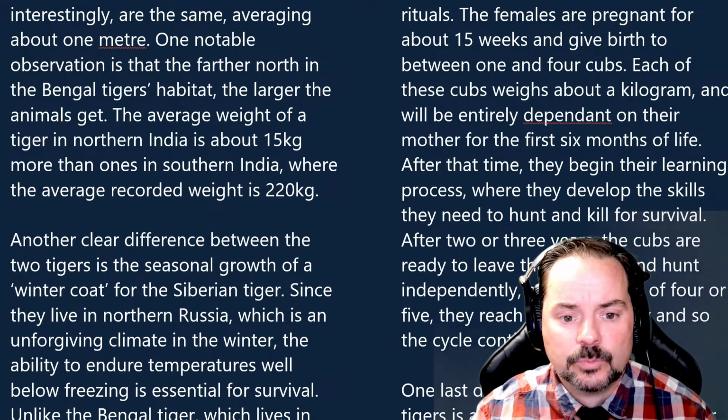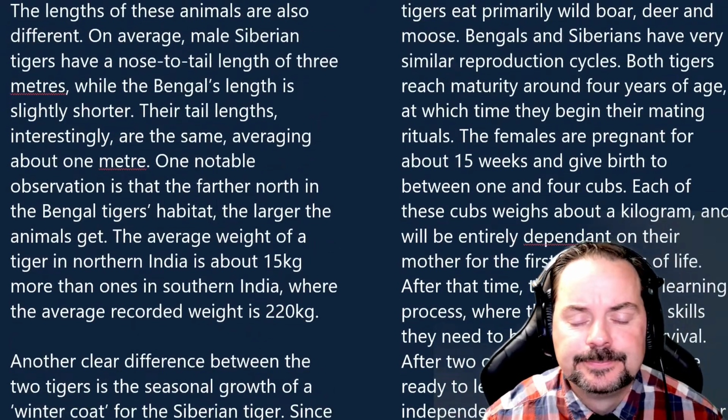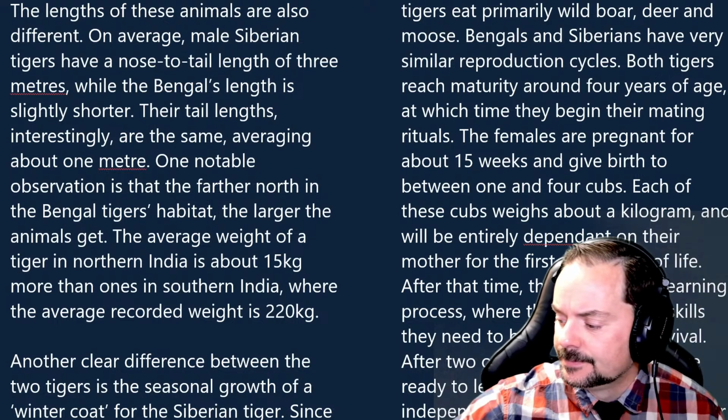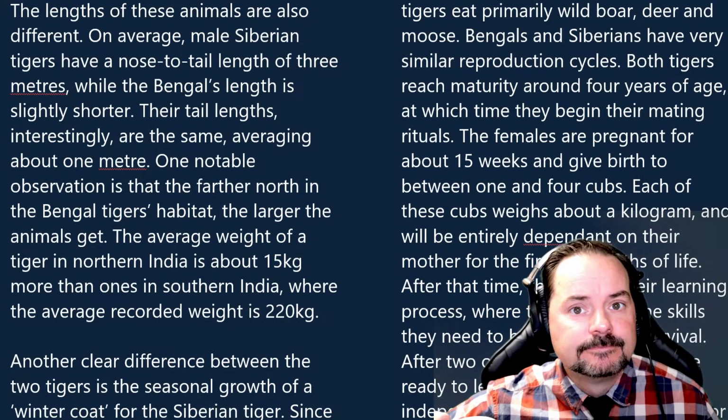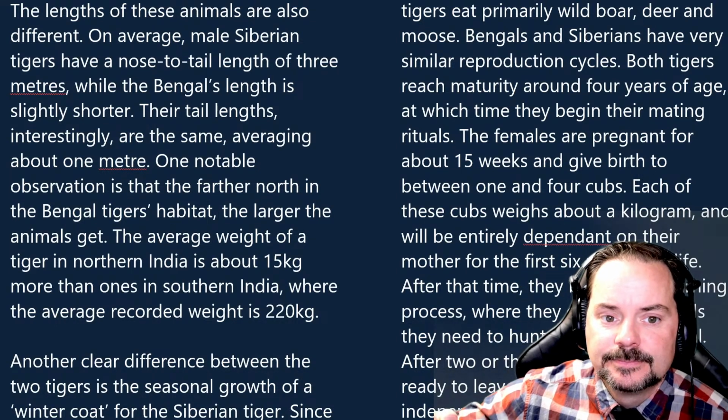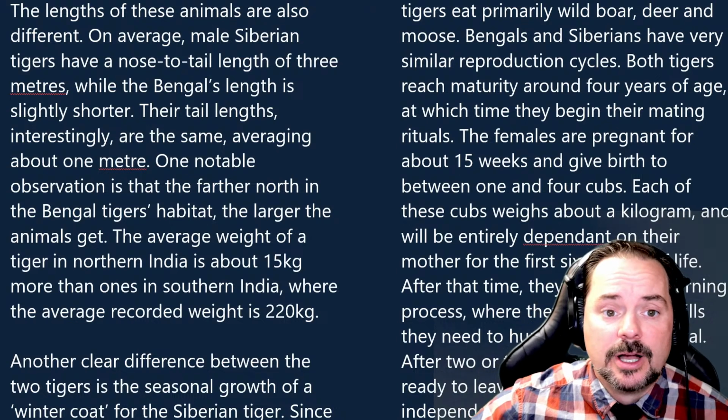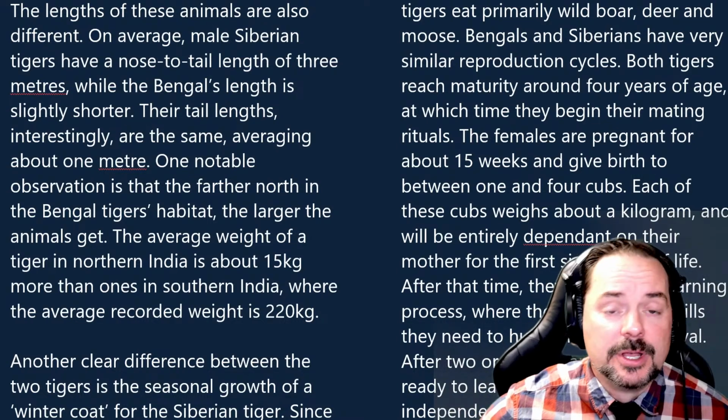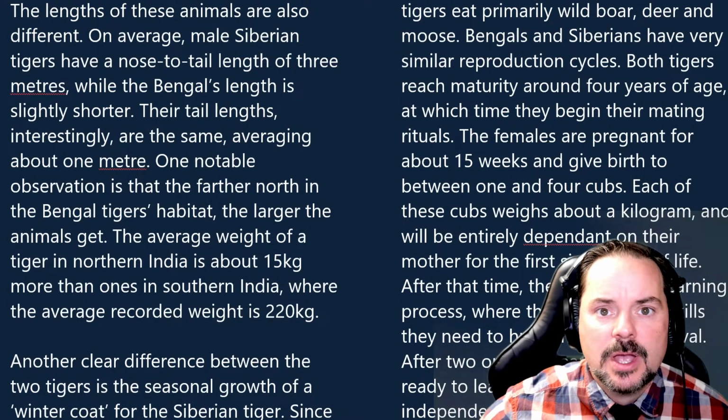Siberian. Right. How much bigger? 100 kilos heavier than the Bengal tiger. Yeah, you can say up to 100 kilograms more. Yeah, 320, right, as opposed to 220.